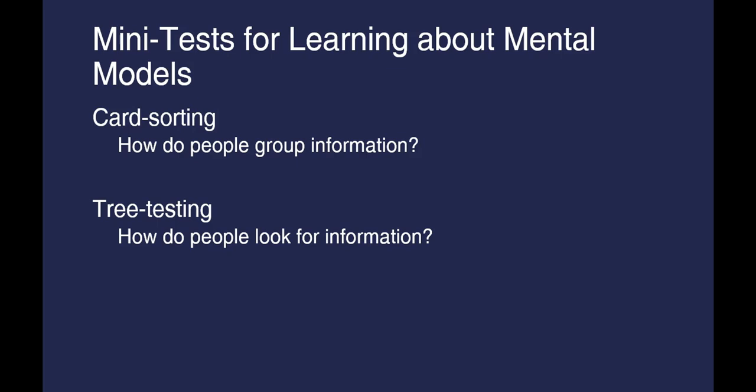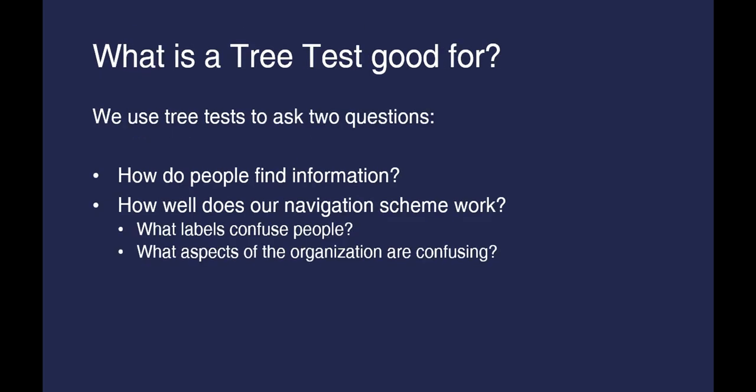In tree testing, essentially we provide them with all the labels, and then we ask them questions saying, you're looking for this particular thing, where would you then find it within the hierarchy that we're going to be presenting to you? So what's it good for? It basically asks two main questions. How do people find information? And how well does our navigation scheme actually work?